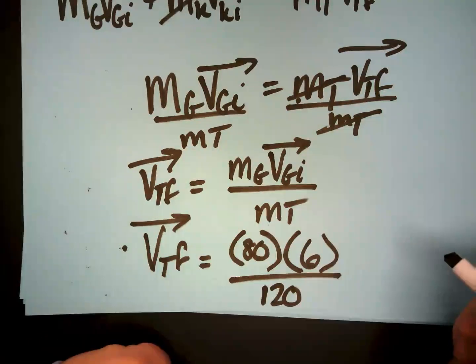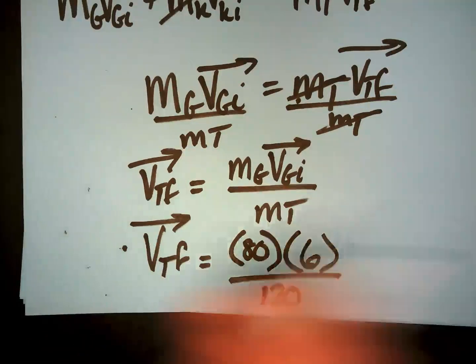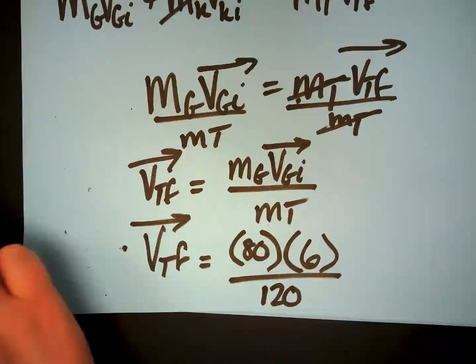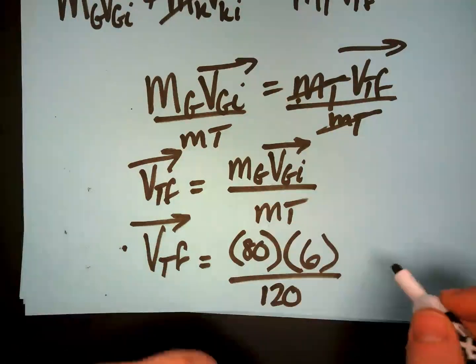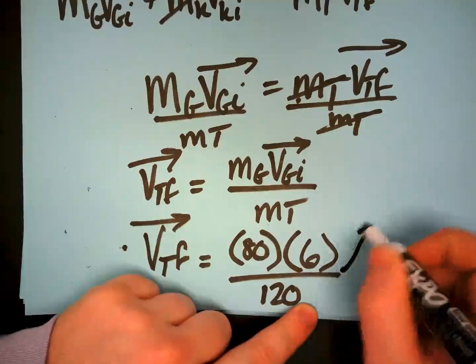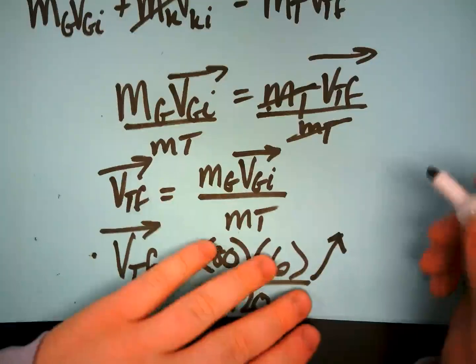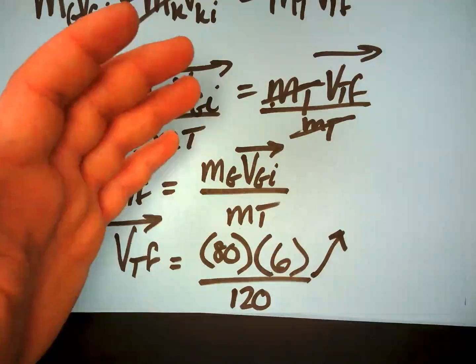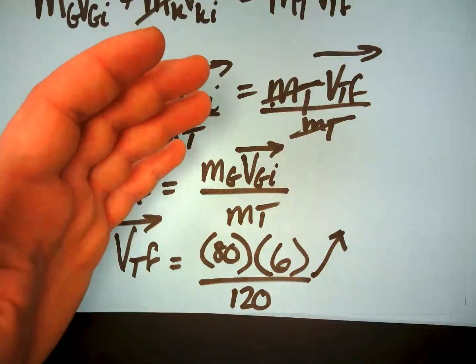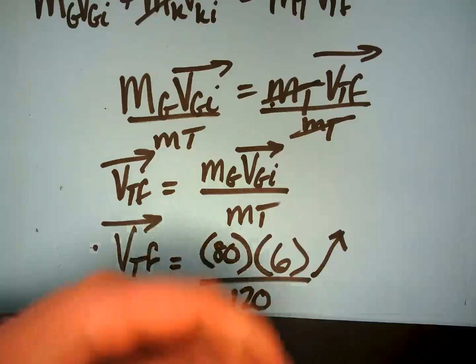What did I do wrong here? Oh, I did 80 times 60. 80 times 6 divided by 120. I got 40. I was like, there's no way they're moving at 40 meters per second. And then because we're moving in the same direction, the kid was just standing there, and we're moving in the same direction, it looks like.